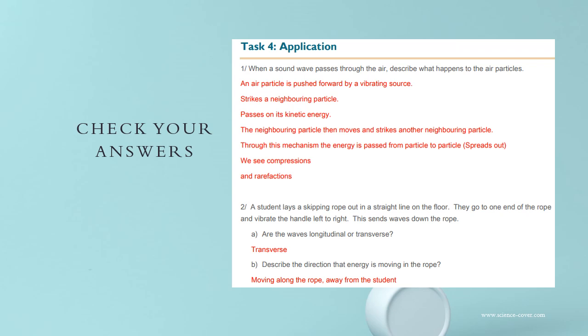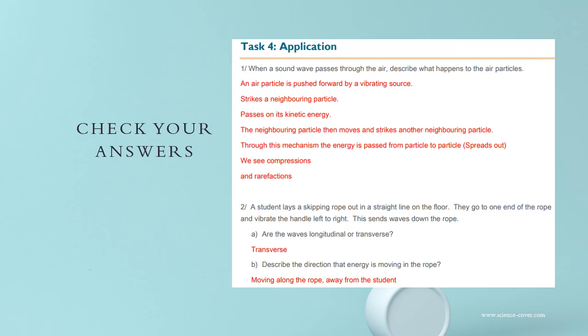Question 2. A student lays a skipping rope out on a straight line on the floor. They go to one end of the rope and then vibrate the handle left to right. This sends waves down the rope. Are the waves longitudinal or transverse? It will be transverse.